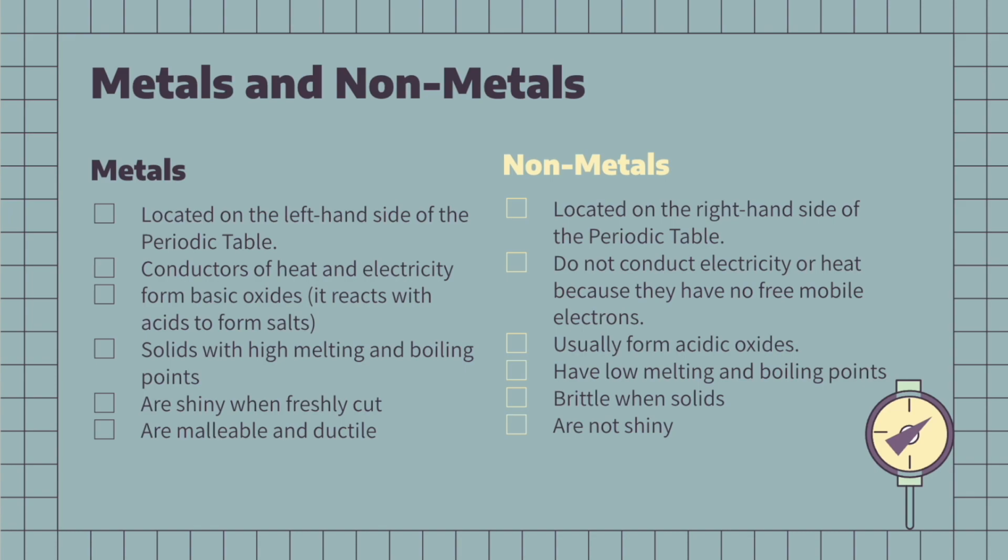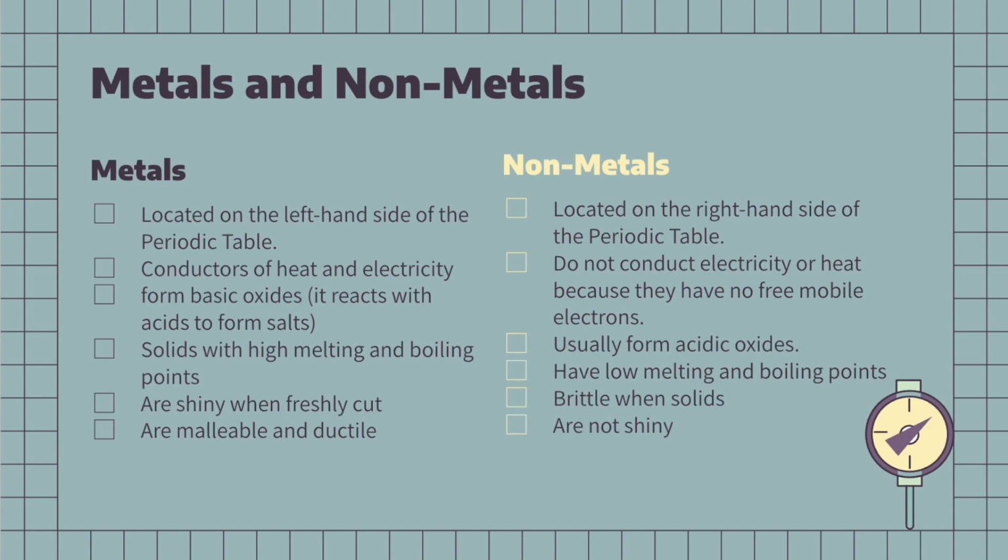There are exceptions to this, and those are graphite and silicon. Metals form basic oxides, which react with acids to form salts, and nonmetals usually form acidic oxides. Metals are solids with high melting and boiling points, whereas nonmetals have low melting and boiling points.